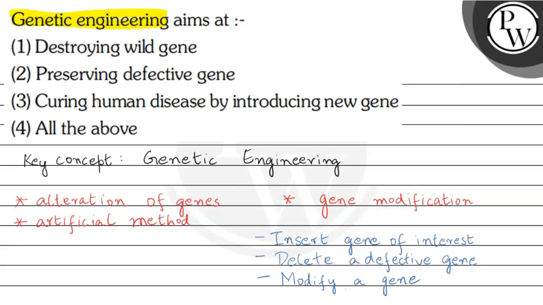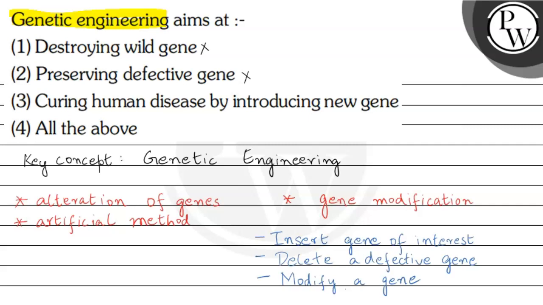So now if we see the options, then the first option says destroying a wild gene. So this won't be the answer because we cannot destroy the normal gene in an individual by using genetic engineering because that won't be a fruitful result. The second option says preserving a defective gene. So we do not preserve the defective gene with genetic engineering, but instead we delete the defective gene with the help of genetic engineering. So again, this won't be the answer.